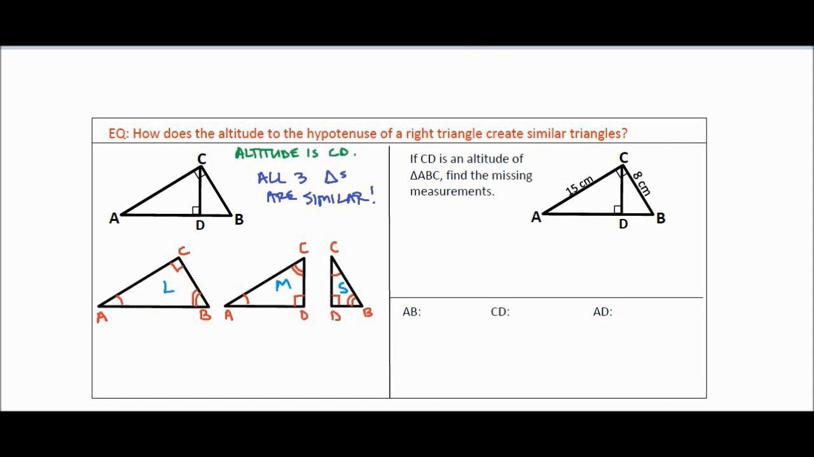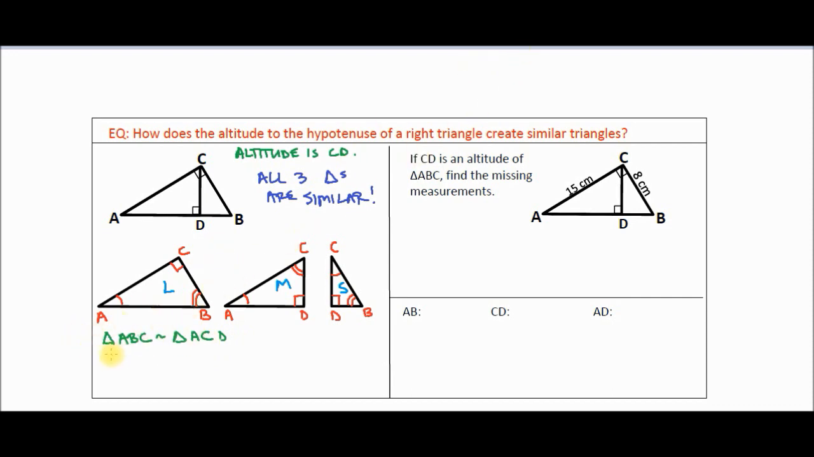I'm going to start off with the first triangle, the large triangle, triangle ABC. And that's going to be similar. Let's take a look at our medium triangle. A matches up with A, B matches up with C, and C matches up with D. So there's our first similarity statement.